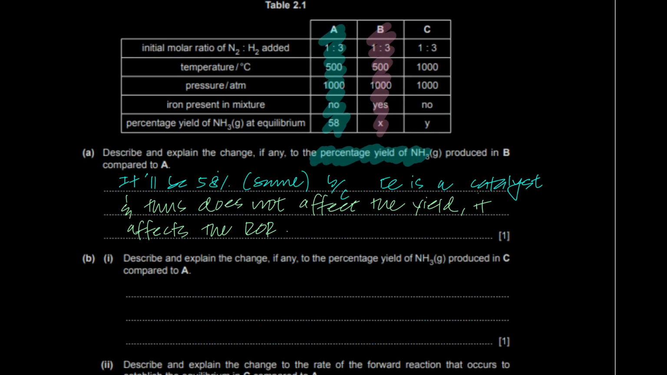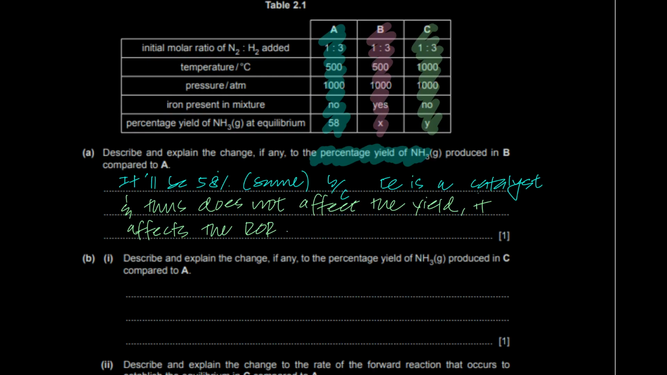So now I'm going to compare C and A. What are the differences between the two? If you check this out, they have the same molar ratios. Temperature is doubled here, it's higher. Pressure, same. So what's going to be the percentage yield? Would it increase or decrease?